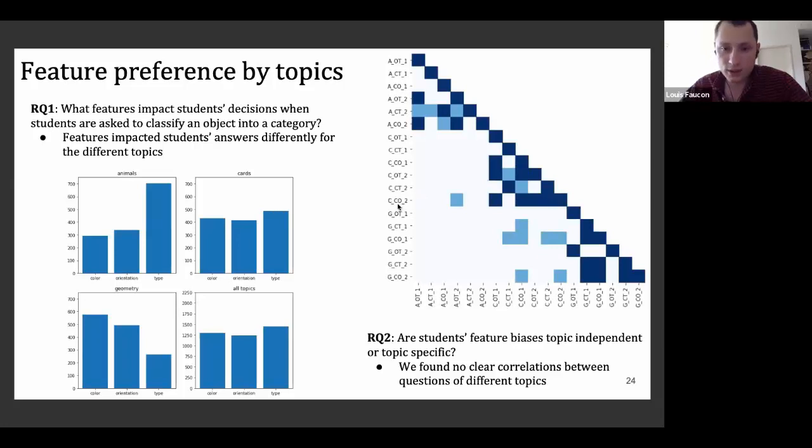So the way students answered questions about animals is only predictive of the way students answer other questions about animals, but not about the way the students will select features for the geometrical shapes and the cards. So from this, we found that there was no correlation of the bias that students show between different topics, only within the topics.